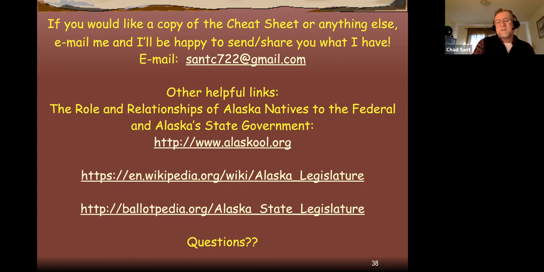Wikipedia has an amazing website on the Alaska legislature, surprisingly, because sometimes people don't like Wikipedia, but I learned a lot when I went there. Also Ballotpedia. For any state in the Union, it's helpful, but for Alaska, it's really helpful to understand who's been running in which election, which bills they've passed, how many they've passed, and things like that.